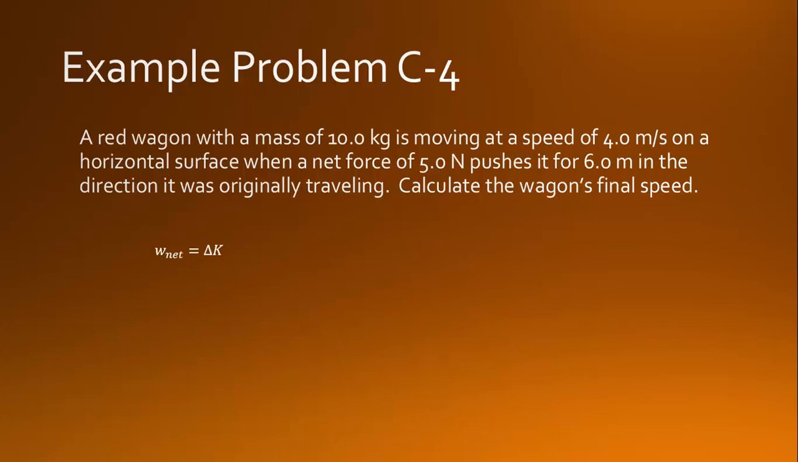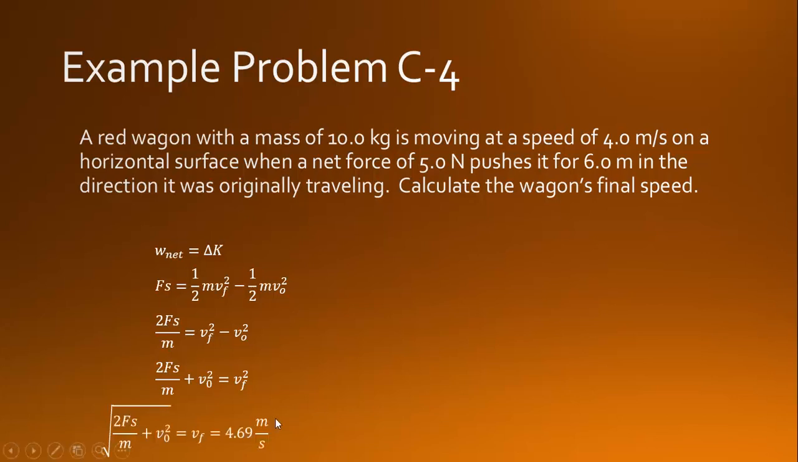So net work is equal to delta k, so the force applied times the displacement, they're in the same direction, so there's no directional component, equals half m v final squared minus half m v initial squared. Divide everything by m so that I can get the v's by themselves since I'm looking for v final. Also multiply everything by 2. Add v initial squared to both sides. And here I now have the equation in terms of v final. 4.69 meters per second is the final velocity of this cart.